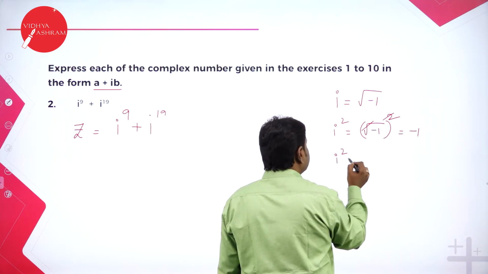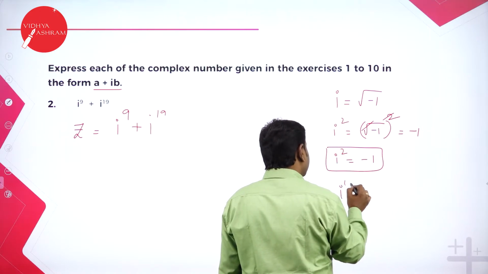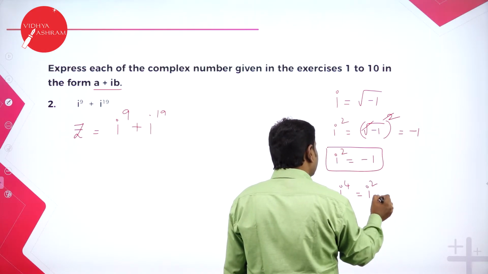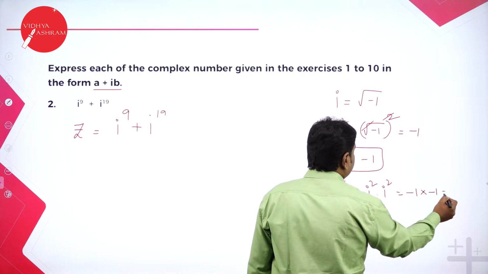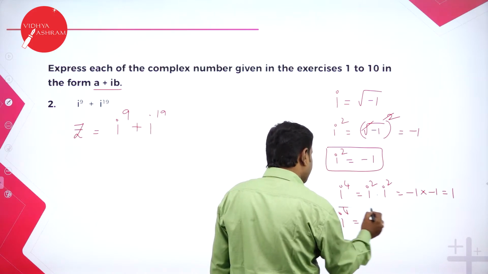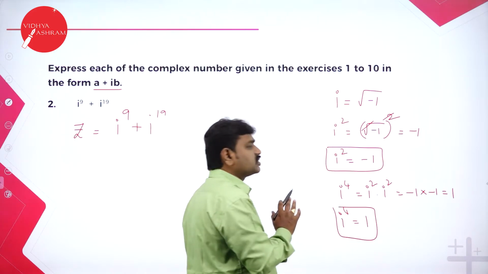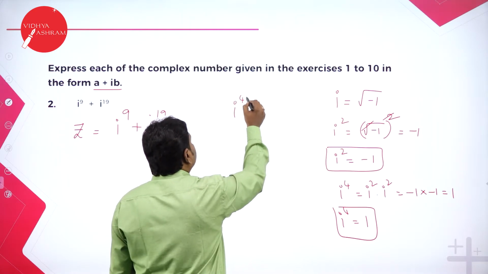So i square is how much? Minus 1. This is a standard value. And i power 4 means i square into i square. i square, you know, minus 1 into minus 1, that will become plus 1. So i power 4 is plus 1, very important. And i power 4 multiples, i power 4n, is also 1.